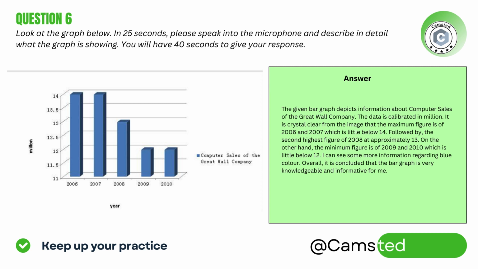On the other hand, the minimum figure is of 2009 and 2010, which is little below 12. I can see some more information regarding blue color. Overall, it is concluded that the bar graph is very knowledgeable and informative for me.